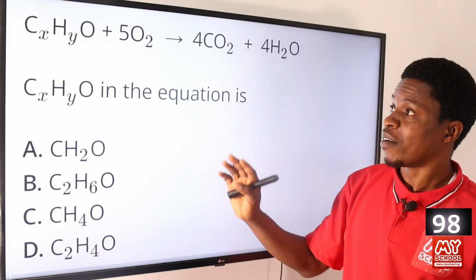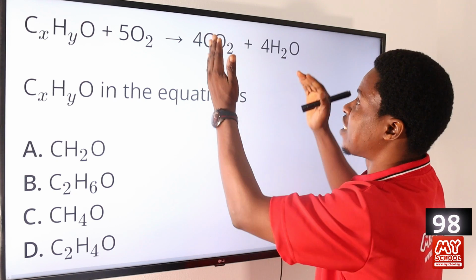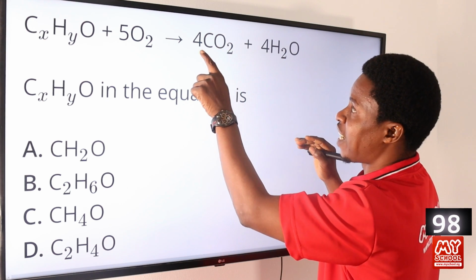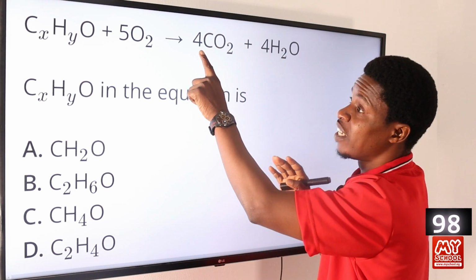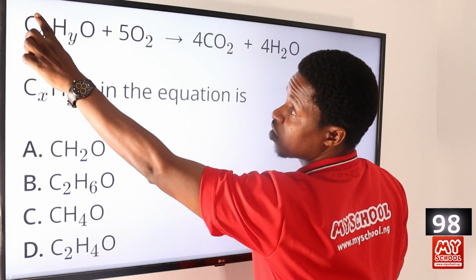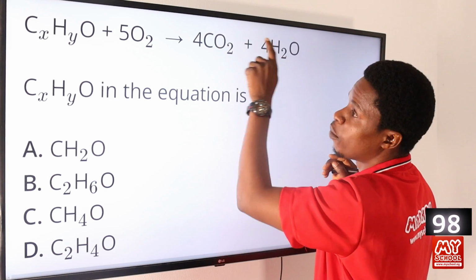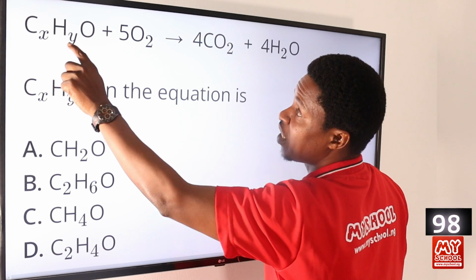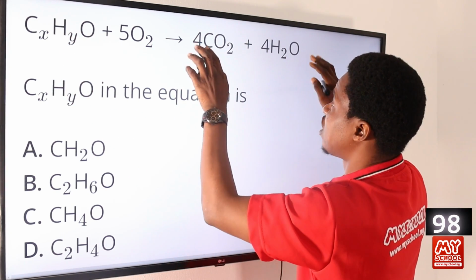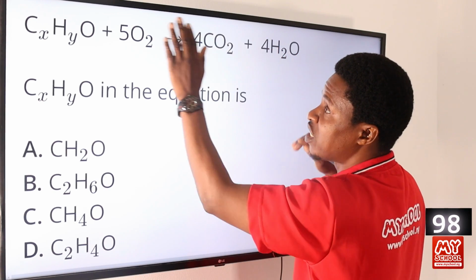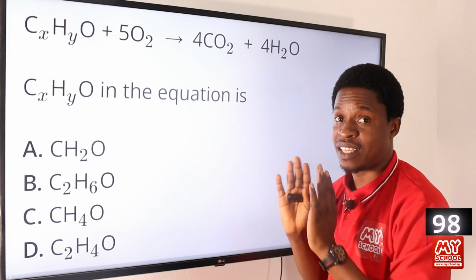All you need to do now is look at the number of carbon on the right hand side to make it easier. It must reflect on the carbon here. The total number of hydrogen here must reflect on the hydrogen here, and the number of oxygen we have on the right hand side must be the same as what we have on the left hand side, and then we are good to go.